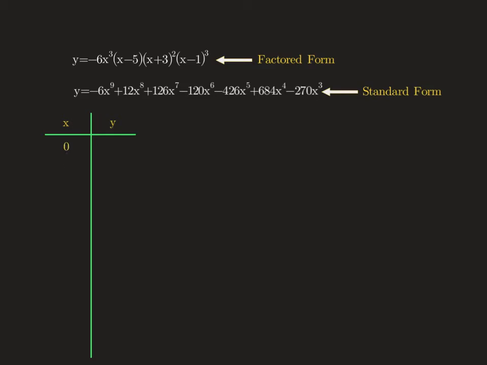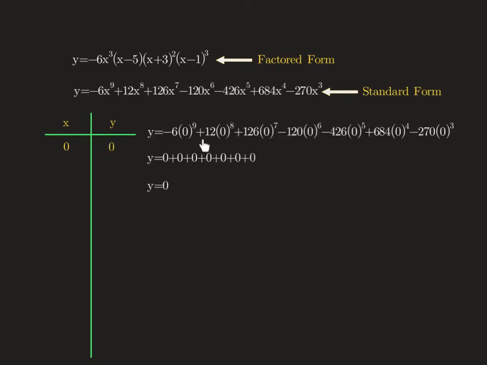And I'm just going to do the standard form right now, because I'm going to pretend that we don't know the factored form. We're going to learn how to factor these things from standard form, but let's just pretend we don't know the factored form for now. So when I plug in a 0, the answer is y equals 0. You can verify that on your calculator if you want. 0 is pretty easy because all of the x's equal 0, so every single term equals 0.